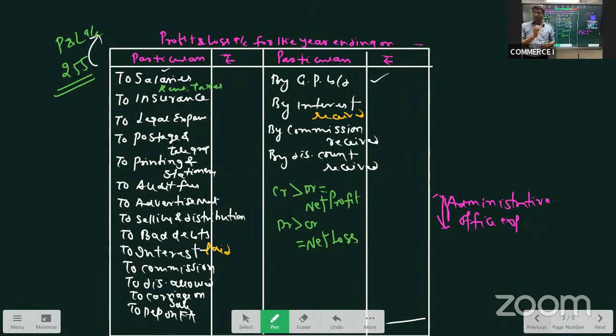So please go through the trading account given in the textbook, and the P&L account given in the textbook. Get a good command on whatever items are given in trading and P&L account, so you'll be able to easily differentiate and segregate them into trading or P&L account. Tomorrow we'll continue with trading and P&L account, and then we'll end our session tomorrow with balance sheet.